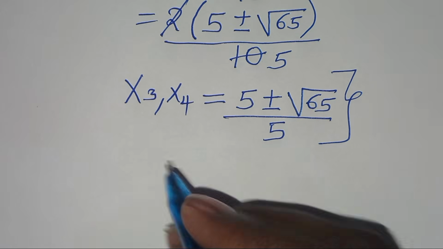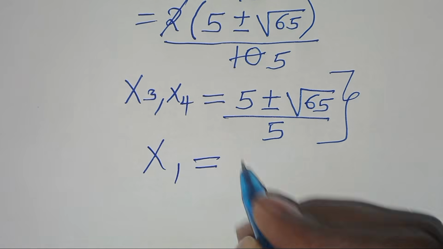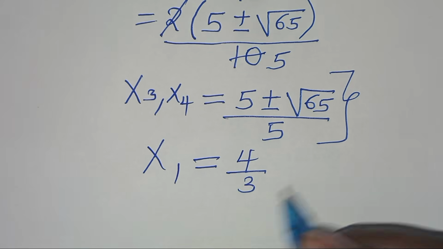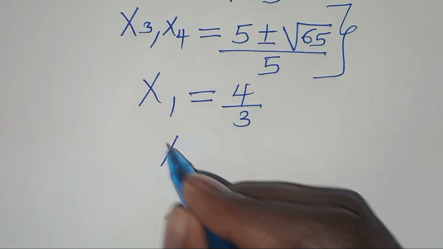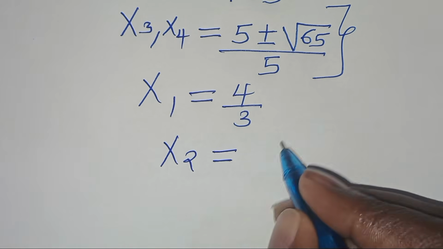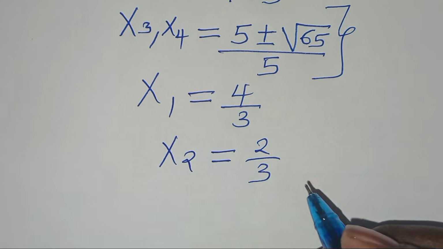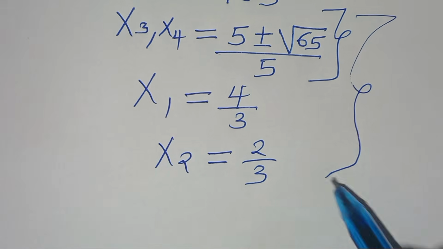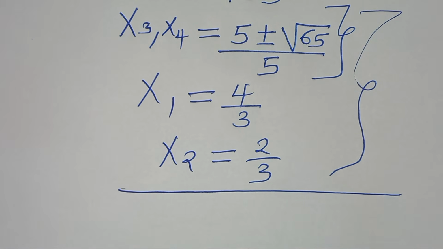We have that x1 is equal to 4 over 3, and we have x2, this is equal to 2 over 3. So these are the 4 solutions to this algebra problem.